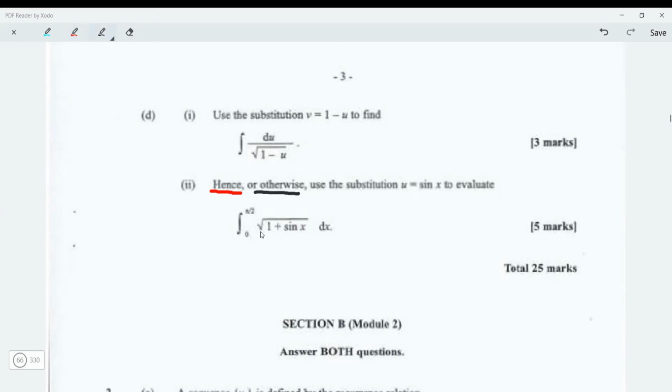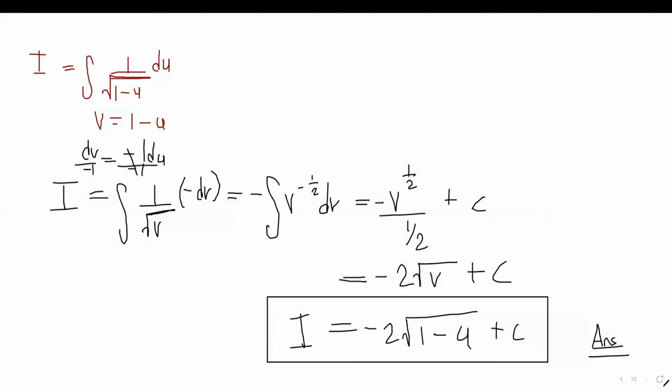It's to integrate this now, using the substitution u as sin x. Now, Marika, I'm telling you, this is not a boy thing. This is tough. So now it tells us we need to find the integral from 0 to pi by 2 of the square root of 1 plus sine x.